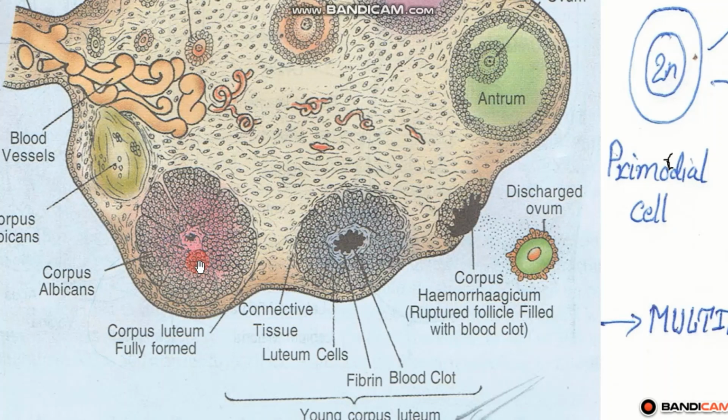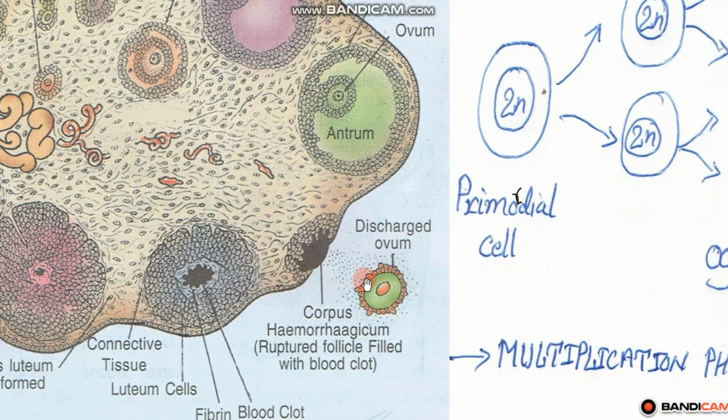This follicle consists of a particular type of hormone known as progesterone hormone, and due to the release of the progesterone hormone, the corpus luteum looks yellowish in color. And what happens with the ovum? The follicle is converted into corpus luteum, but what happens with the ovum? The released ovum just enters the fallopian tube.